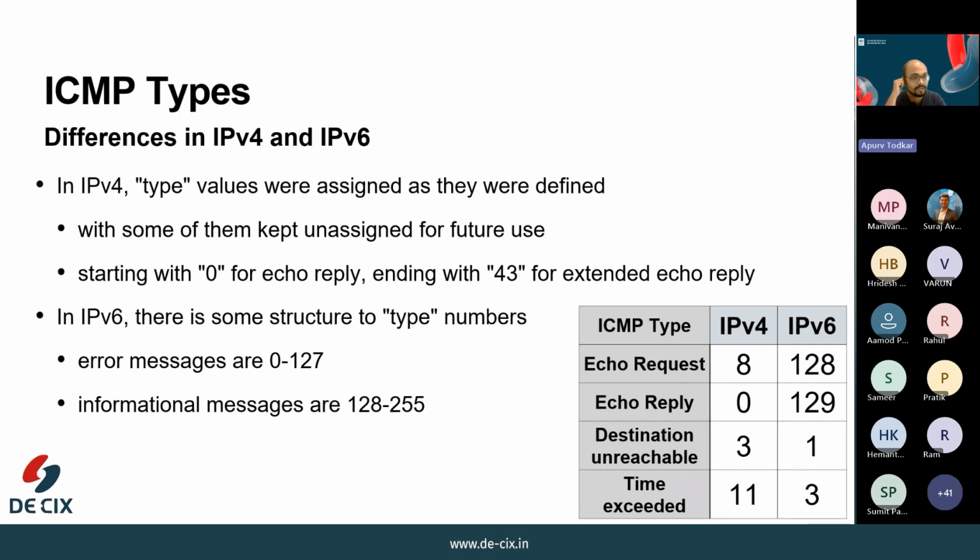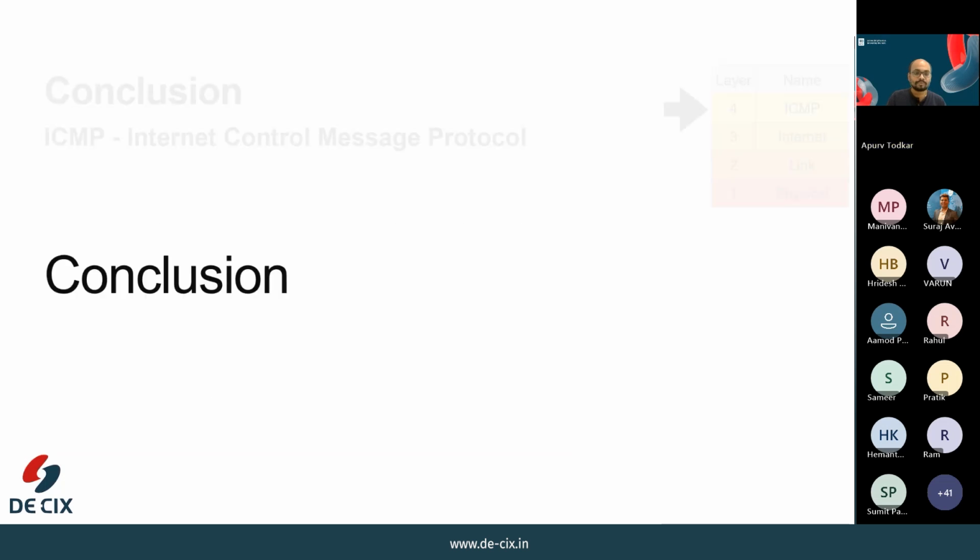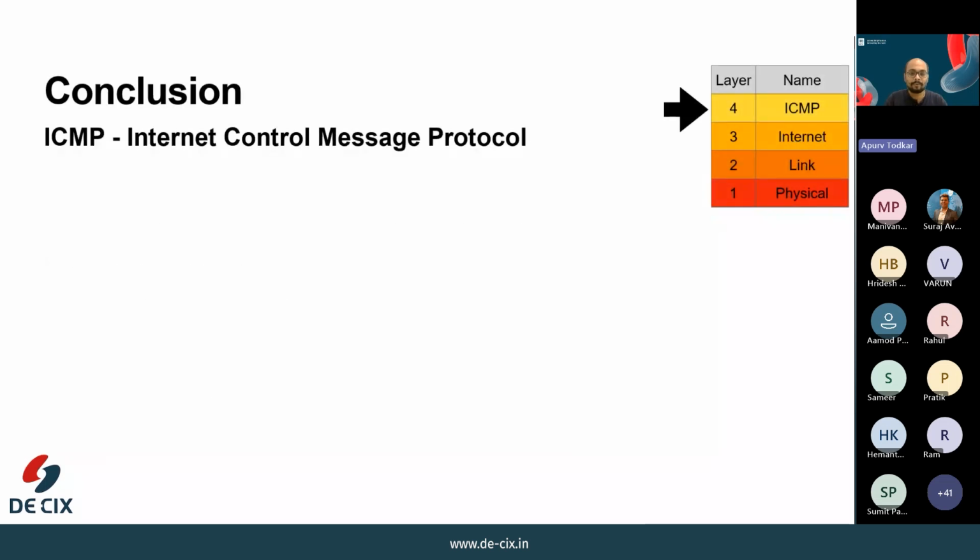So error messages using ICMP for IP version 6 were usually in the values ranging from 0 to 127. Informational messages like the echo request or the echo replies were typically assigned from the range 128 to 255. Okay, so that was a quick wrap-up on ICMP.